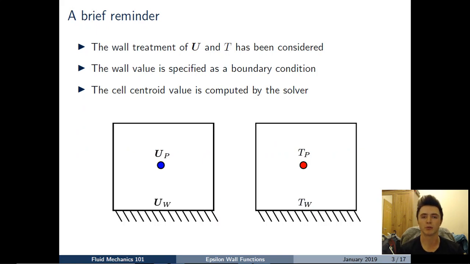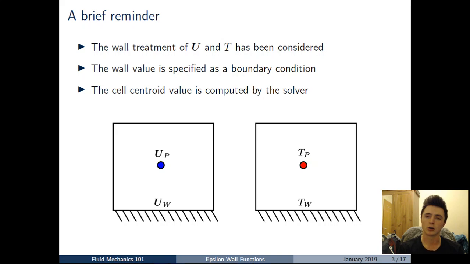So I'm going to start off with a brief reminder of what we've already been through. On this channel I've already covered the wall treatment and the wall functions for the velocity and temperature fields, and I'm going to put links in the description below this video to those videos so you can go back and remind yourself of the wall treatment that we use for velocity and temperature. And then in today's talk I'm going to talk to you about Epsilon and how Epsilon is different to the velocity and temperature fields. So just a brief reminder of what we do for the velocity and temperature fields.